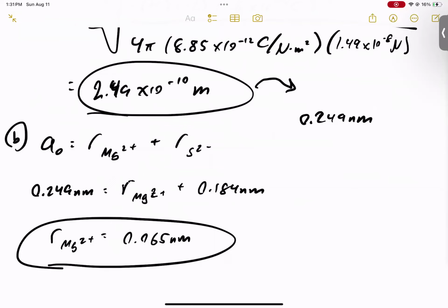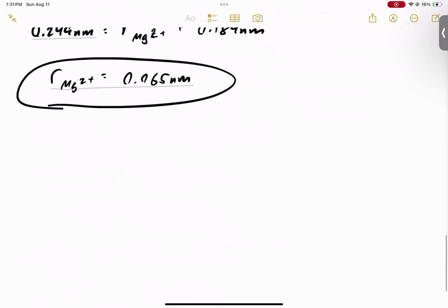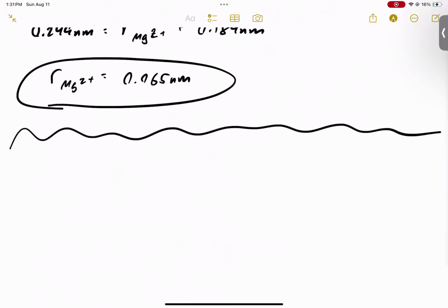But then since you're adding more electrons, the electrons will start to repel each other, because likes repel likes. So it makes the anion a lot larger. So it makes sense that we get a very small number of 0.065 nanometers compared to 0.184 nanometers. All right, so that's part two.